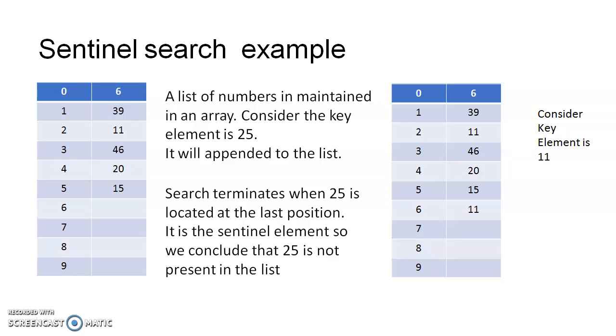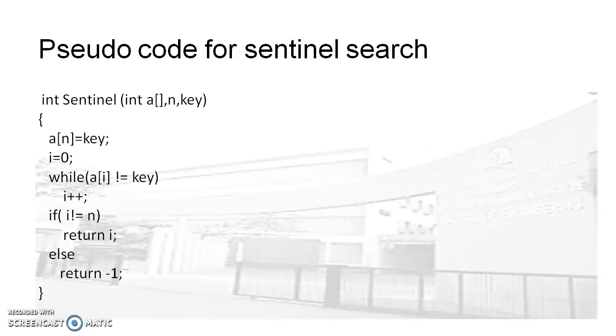Similarly, consider a case in which 11 is appended at the end of the list. Now the comparison starts from the first element, and whenever a match is found, the search stops and the position is returned. Now the position is not the end of the list, so the number 11 is present in the list. We can conclude that it is present at index 2. So that is the sentinel search. The pseudocode for sentinel search takes the array being stored, the key value, and the total number of elements.